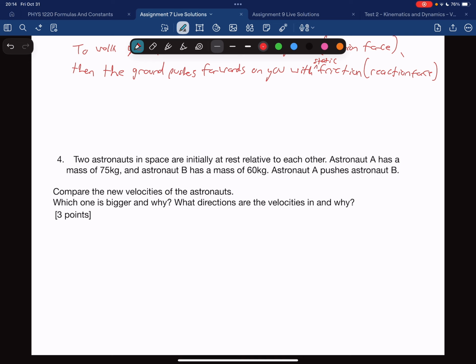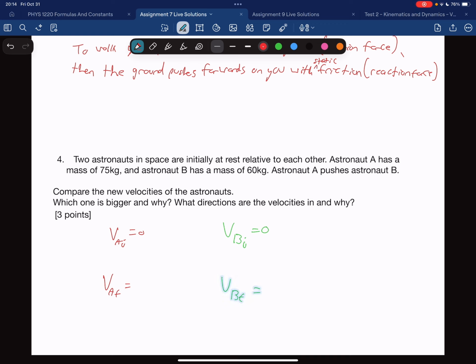So the initial velocities are both at rest. They're both 0. So now we have two different velocities. We're going to have velocity of A and velocity of B. Initially equals 0. After the push, they're not going to be 0. Now, I don't give you enough information to actually figure out what it is.